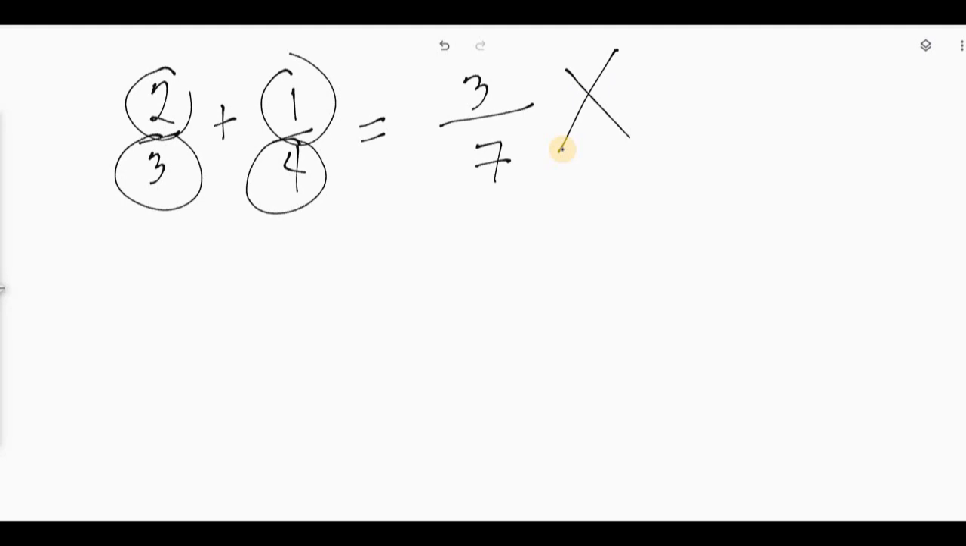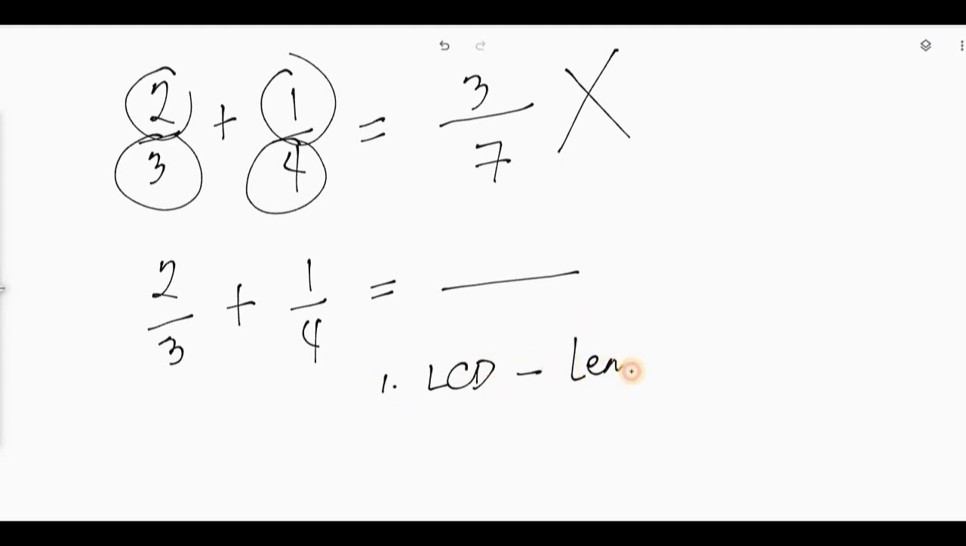So, paano nga ba siya gagawin? If I have 2/3 plus 1/4, ang gagawin natin, hanapin natin unang-una yung LCD. Okay? So, LCD is least common denominator. Okay? So, we have 3 and 4. So, our LCD is 12.